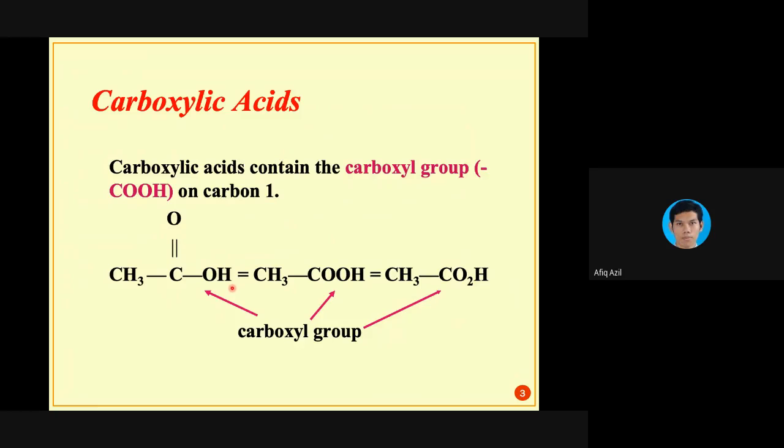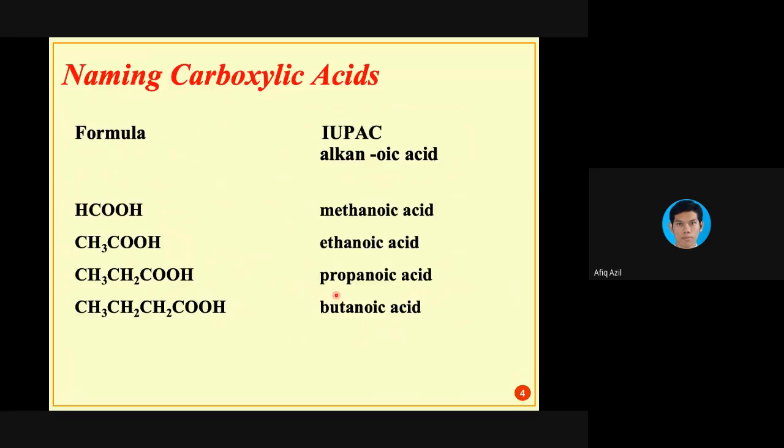You can write it this way, in which you draw the C double bond O, OH, or if you just want to write in simplified form, it will be written as COOH or CO2H. Not CHOO or COHO. It must be written according to this method, which is COOH. This is the carboxyl group, which makes the organic compound a carboxylic acid.